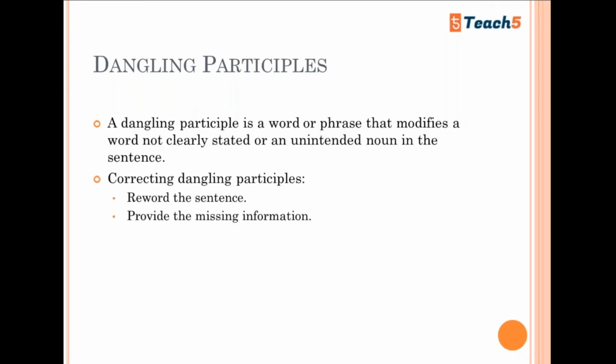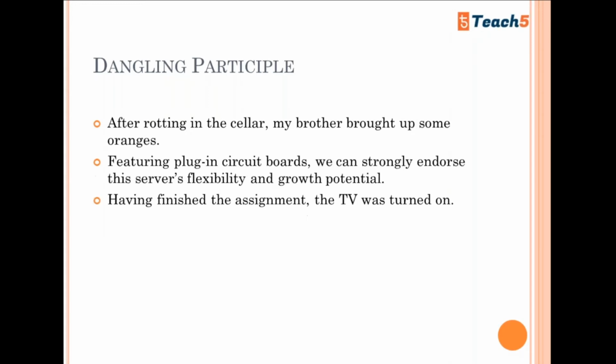Now, dangling participles. A dangling participle is a word or phrase that modifies a word not clearly stated, or an unintended noun in the sentence. To correct a dangling participle, reword the sentence and provide the missing information. That means I have given information, but it is not up to the mark because it does not form a complete sentence. So let's look at the examples.